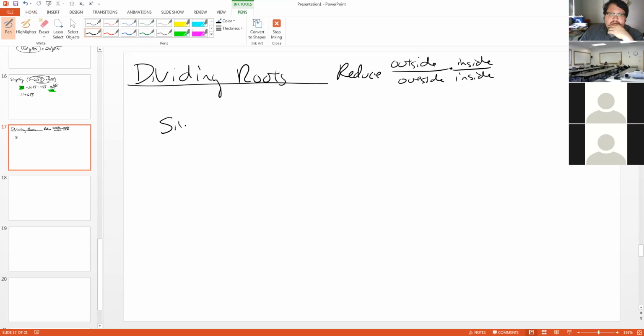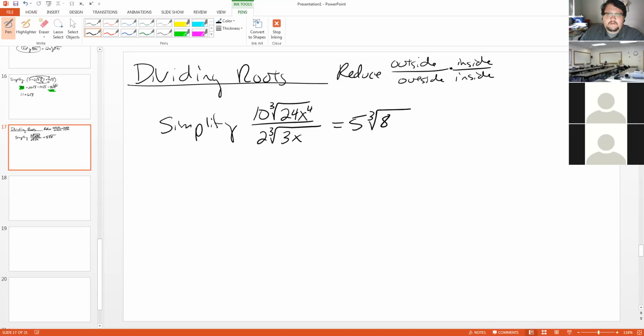So, for example, if I wanted to simplify, say, 10 cube root of 24 x to the 4th over 2 cube root of 3x, what I could do here is I could look at the outside part. 10 divided by 2 is 5. And then I could look at this inside part. 3 goes into 24 8 times, and x goes into x to the 4th, leaving you x cubed. And then I could break that down. 5 cube root of 8 is 2. 3 divided by 3 is 1, so 2x. So 10x. So I could do that.